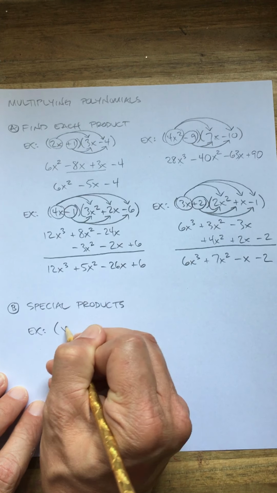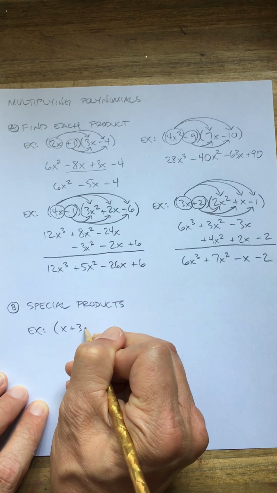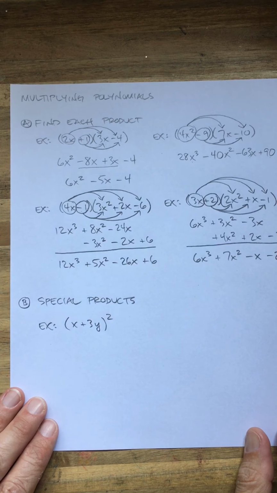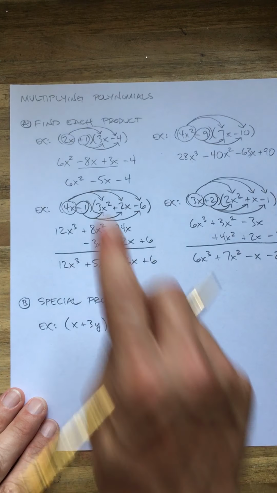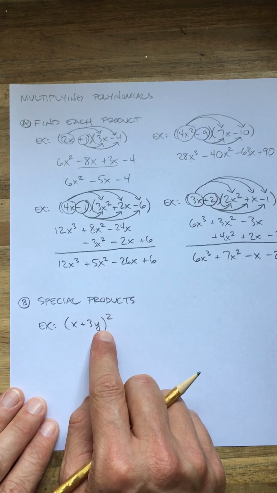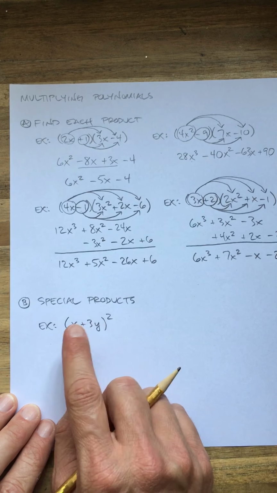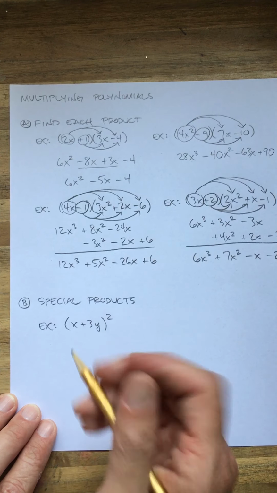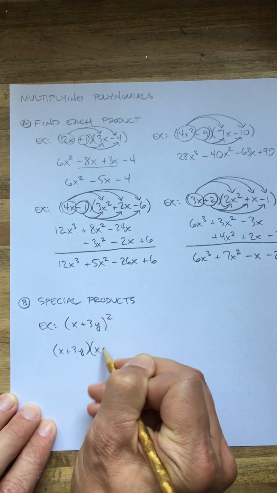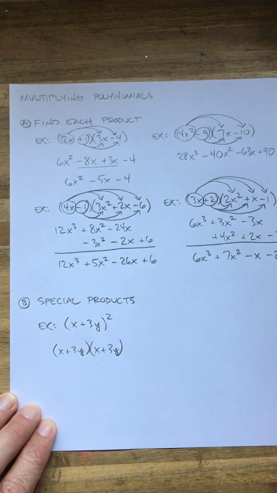Here we go. X plus 3y squared. Okay, this is a special type of example because it looks different than everything else we've been doing. But what does that square mean? It means we're taking this and multiplying it by itself. So every time you see something like this that's squared, you have to write it like this. X plus 3y times x plus 3y. Okay, you have to write it that way.